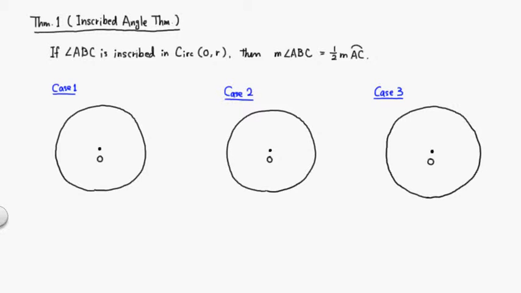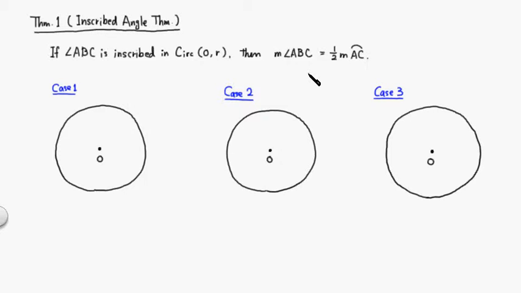Alright, let's look at Theorem 1. It's called the Inscribed Angle Theorem, right? Which states this. If angle ABC is inscribed in a circle centered at O with radius R, then the measure of that inscribed angle ABC is 1/2 of the measure of the intercepted arc.